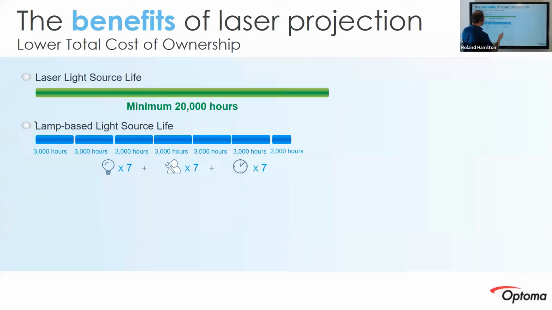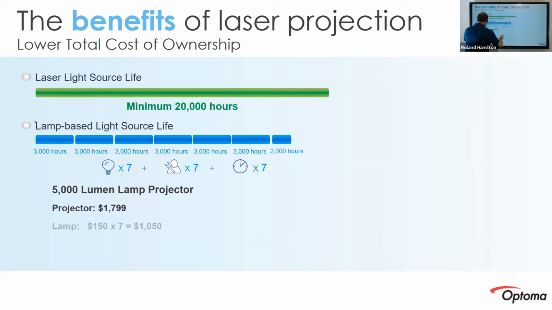If we take the example of a 5,000 lumen lamp-based projector, 5,000 lumens is a typical brightness for a conference room, for example. If we look at the total cost, $17.99 is the sticker price. That's the upfront price, but as we'll see, there are ongoing costs associated with operating that projector. In the course of its life, you're going to have to replace the lamp at 7 intervals. This adds up to a cost of $1,050.